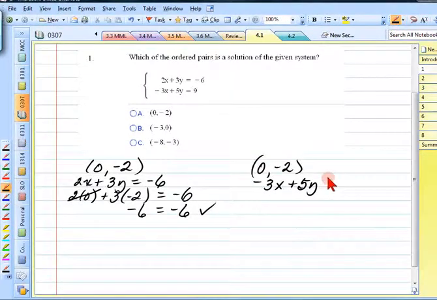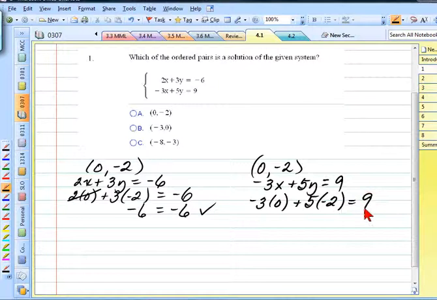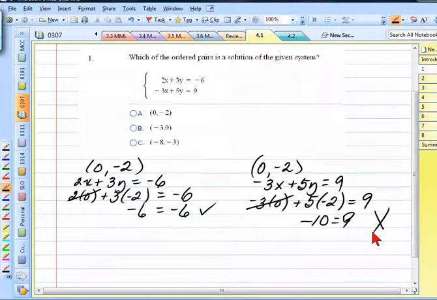Is equal to 9. Sorry, had a little blow up there. So that gives me negative 3 times 0 plus 5 times negative 2 is equal to 9. That's gone. Negative 10 is equal to 9. No. That's false. So the point (0, negative 2) is not a solution to this line. It means it's not a point on that line.